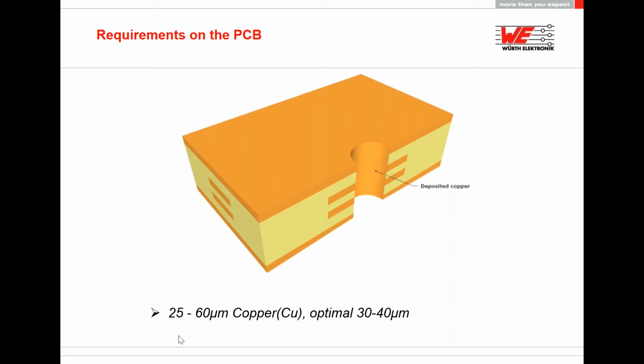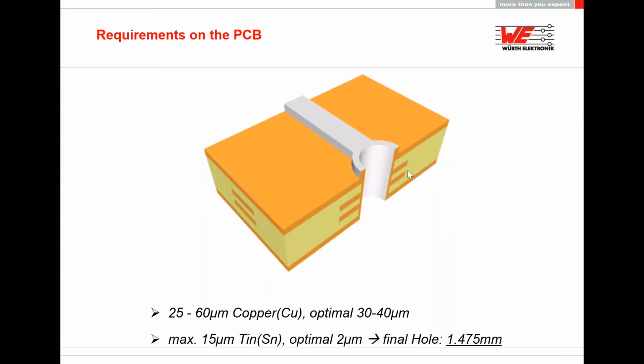And 25 microns is the minimum, but some PCB manufacturers have only 17 or 18 microns in the usual PCB manufacturing process. So if you order PCBs from your manufacturer for press fit technology, you have to tell them that these vias are for press fit technology and they should have at least 25 microns. Optimal value is 30 to 40 microns here.